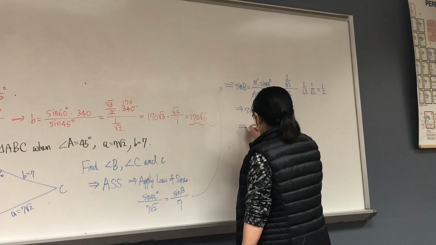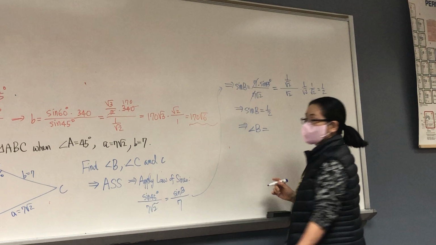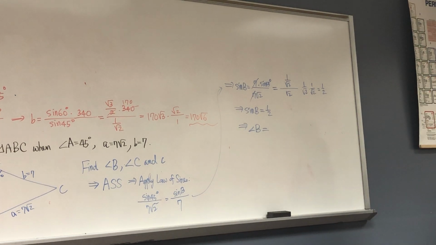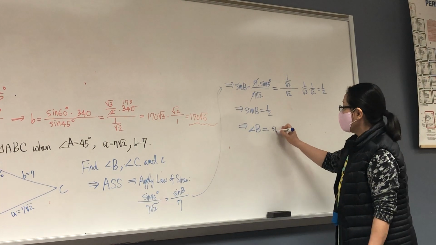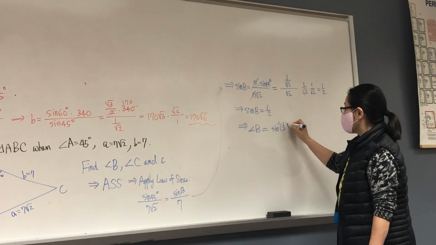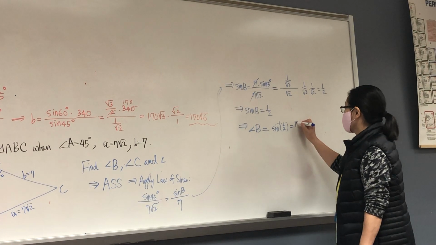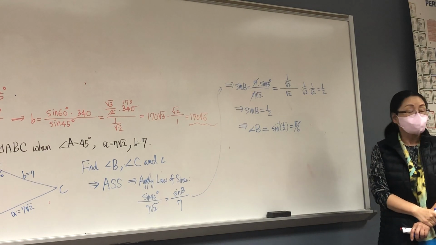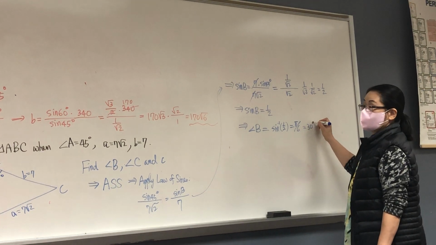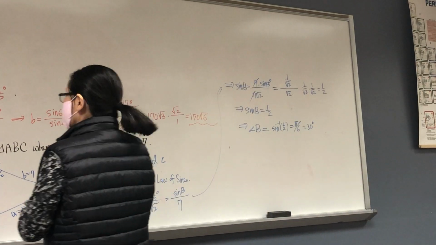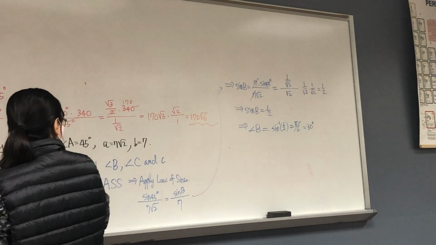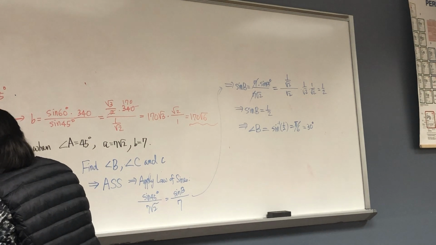And then, how do you find B? Inverse. So sine inverse 1 half is the angle, am I right? What is sine inverse 1 half? Pi over 6, yes. That is 30 degrees. So we got B is 30.